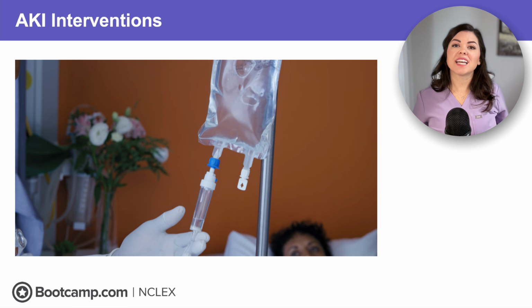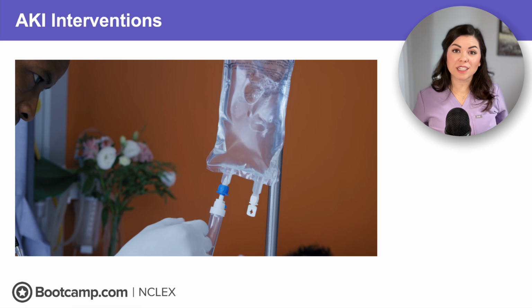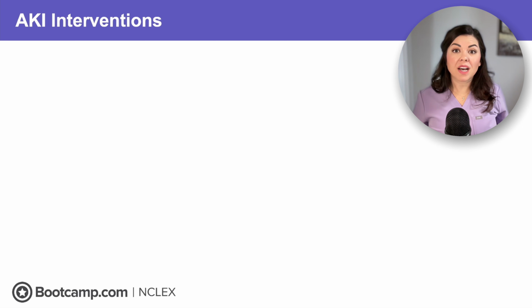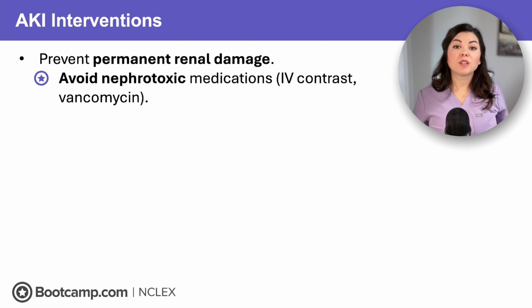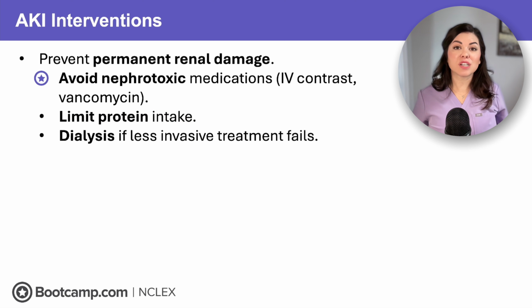So in addition to interventions focused on fluid and electrolyte imbalances, we must prevent further renal damage and infections. To prevent permanent renal damage, we should protect the kidneys by avoiding nephrotoxic medications like IV contrast or vancomycin. And we should limit protein intake to decrease the kidney's workload from protein waste. And if kidney function continues to decline, dialysis may be needed.